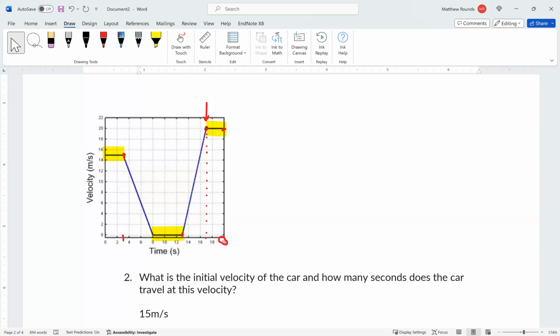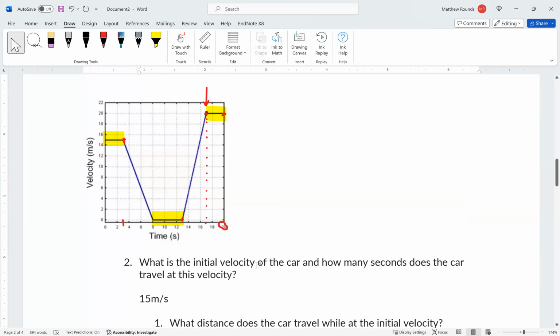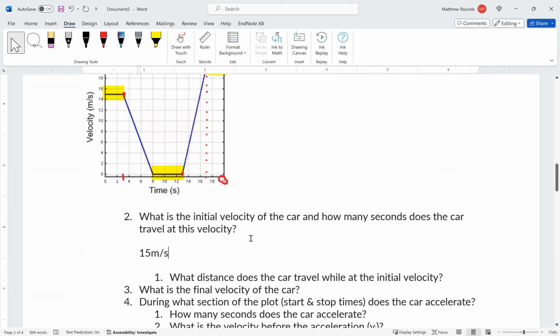And how many seconds does the car travel at this velocity? How far is it traveling? How long is it traveling at 15 meters per second? We said it travels about like 3 seconds. Yes. So 3 seconds.